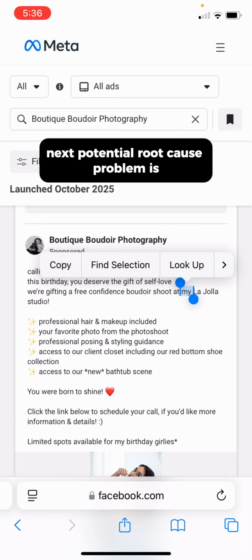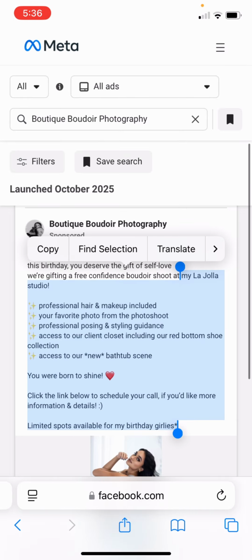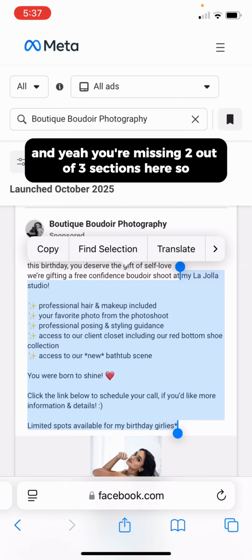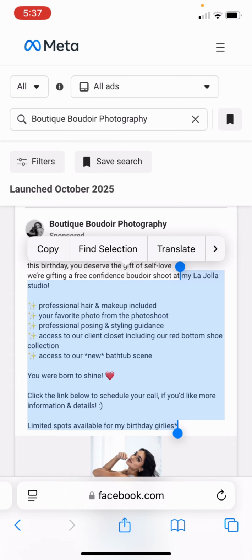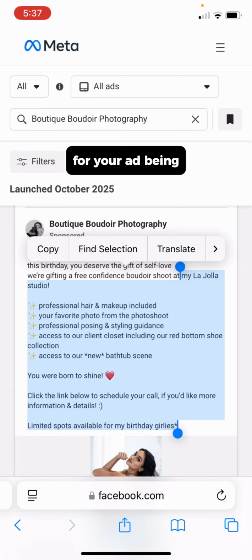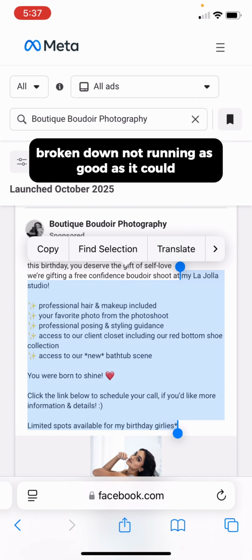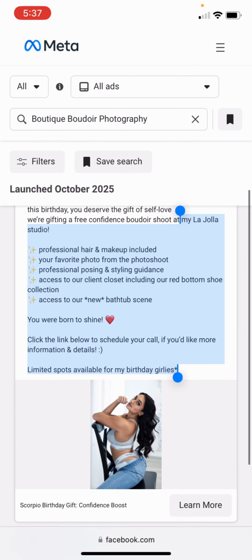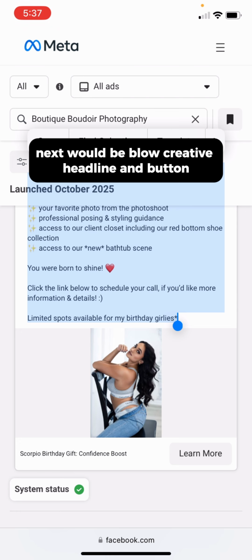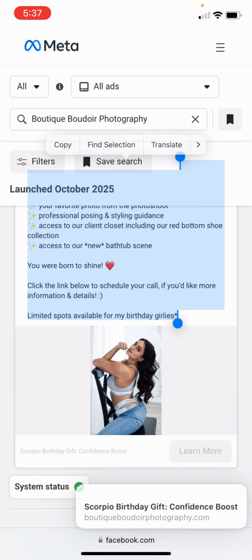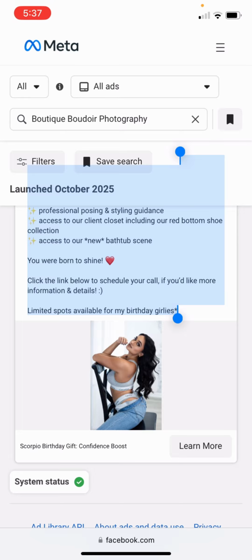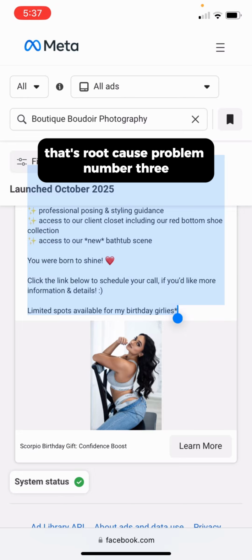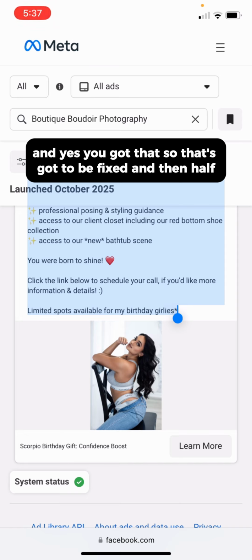Next potential root cause problem is the ad copy. And yeah, you're missing 2 out of 3 sections here. So that's a root cause problem for your ad being broken down, not running as good as it could or as good as you want it to. Next would be below creative headline and button. That's mistake 9. That's root cause problem number 3. And yes, you got that. So that's got to be fixed.